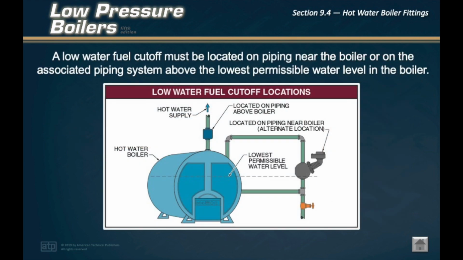The low water fuel cutoff for a hot water boiler is normally a manual reset type. This must be located on a boiler or on the associated piping system above the lowest permissible water level in the boiler. The lowest permissible water level is determined by the manufacturer. It will be located slightly above the highest heating surface. Remember, the heating surface is your boiler tubes. This level may be marked on the side of a hot water boiler.